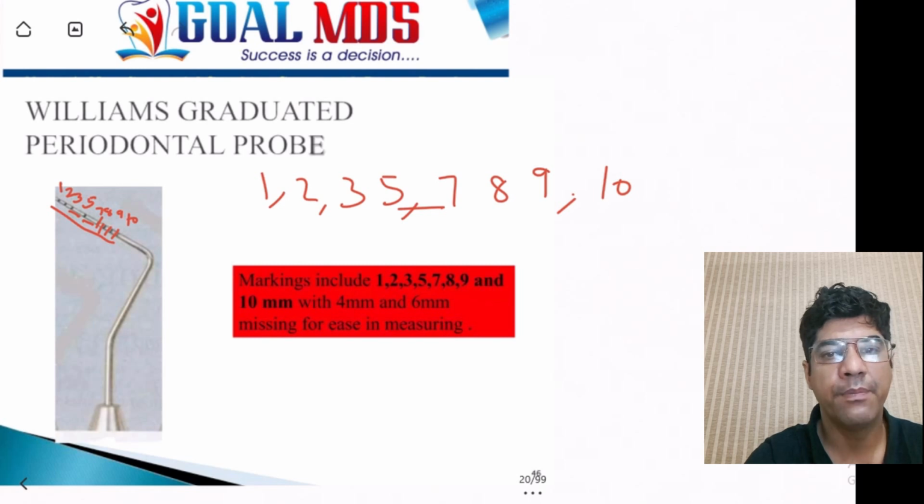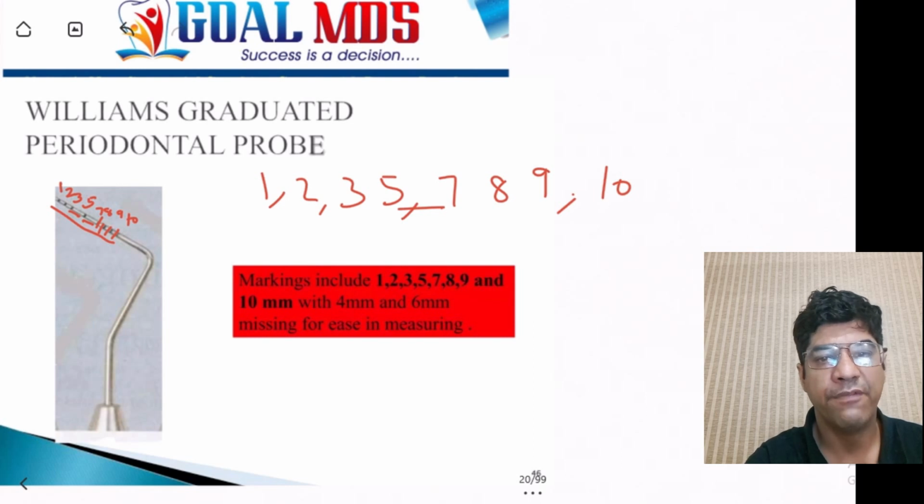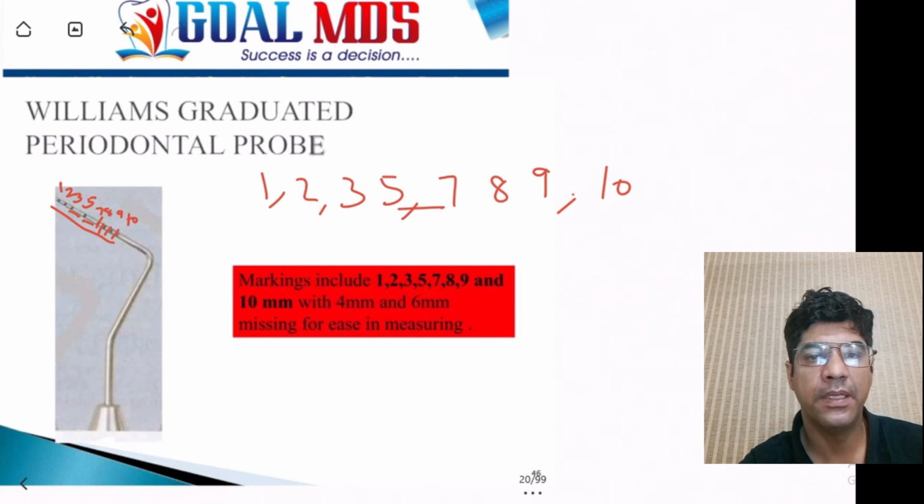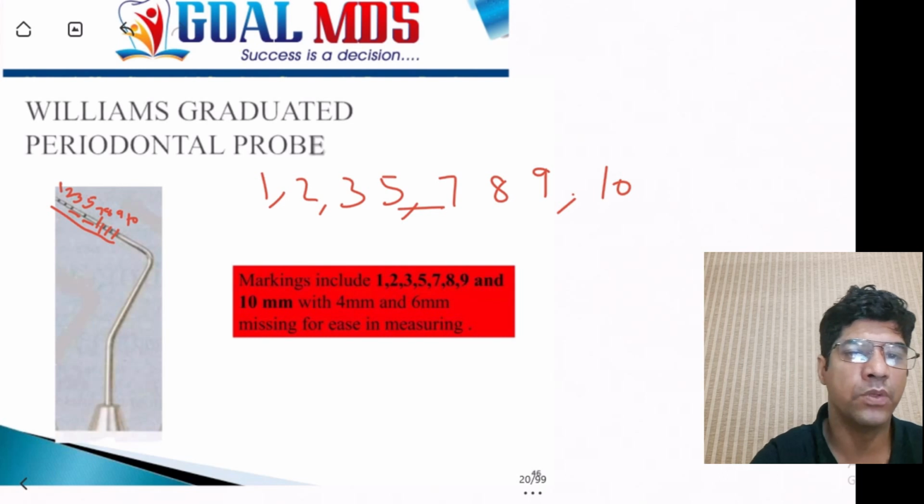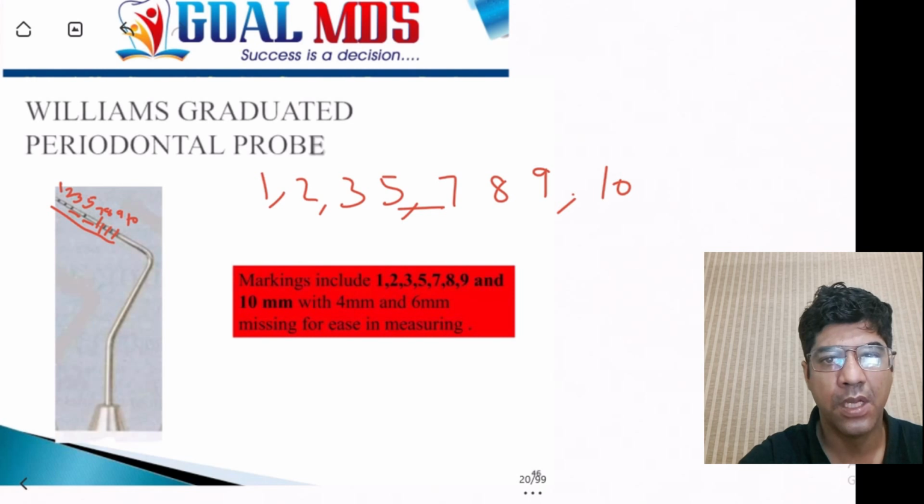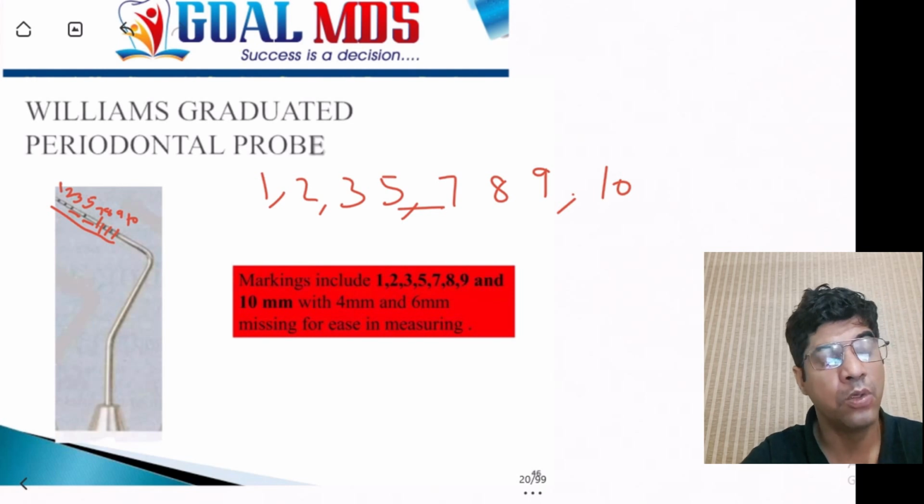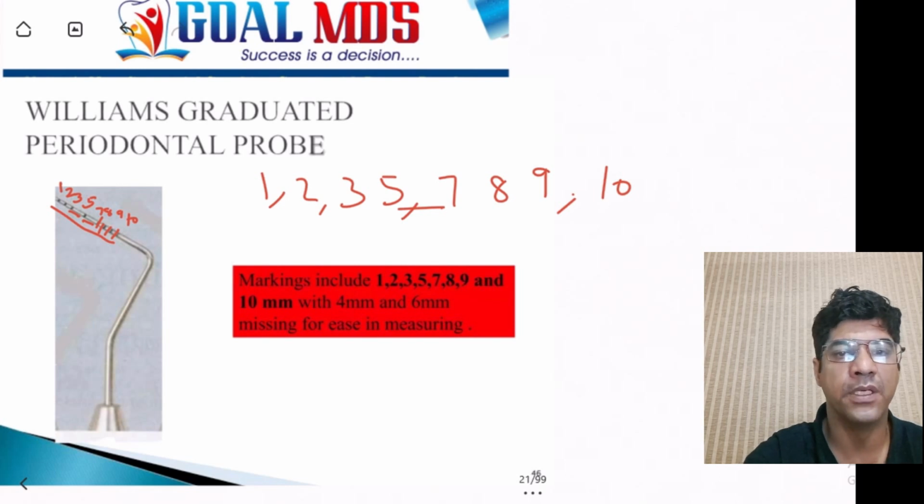So how to use the Williams probe? The patient is comfortably seated, explain the procedure to them, hold the Williams probe with the proper grip, insert the round tip of the probe into the gum tissue, maintaining the probe parallel to the root surface, parallel to the tooth long axis. As the probe is inserted into the pocket, you just read the measurement from the probe marking. This measurement will represent the depth of the pocket.